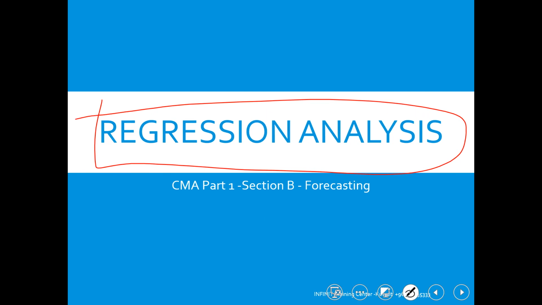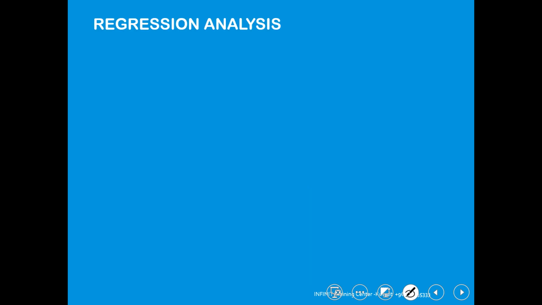Hi everyone. Today we are going to discuss regression analysis, which is in Section B of CMA Part 1, coming under the category forecasting. So what is regression analysis? Regression analysis is a way of predicting a value in the future based on two variables and their relationships in the past. So we can say you have to predict sales for the coming year.